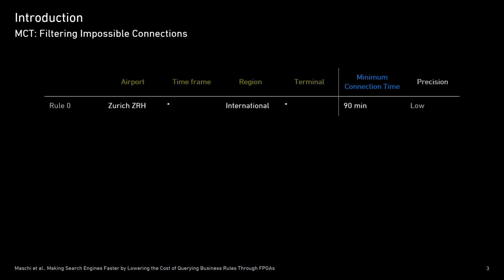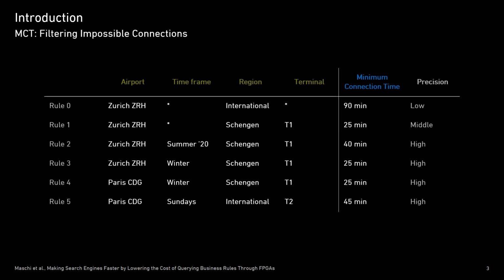Therefore, we could have a first rule stating that at Zurich Airport, for an international connection at any terminal and time of the year, the minimal connection time is 90 minutes. Then we could have a second rule stating that at Zurich Airport, if you have a Schengen connection at Terminal 1, then the MCT is only 25 minutes. And so on. Each rule would create a unique combination of values, being more precise or more generic.